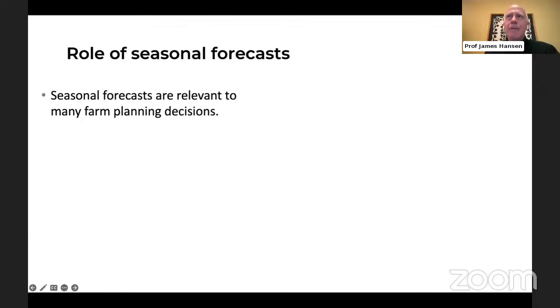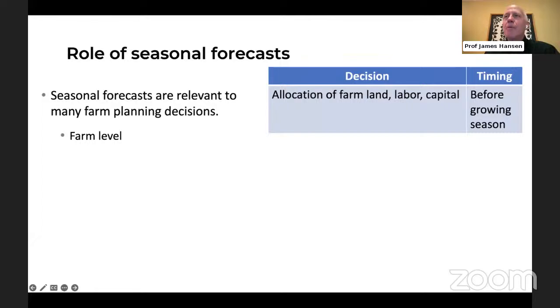And the reason why is that there are a lot of really important agricultural decisions that have to be made before the start of the growing season, or early in the growing season, that are sensitive to climate conditions. So this new capability seemed to open up a lot of promise and generated a lot of interest for agriculture. So before the growing season at the farm level, farmers have to make decisions about how to allocate their farmland, household labor, and scarce capital among different options.